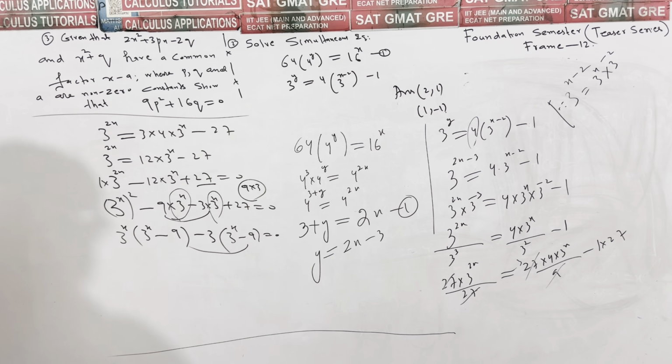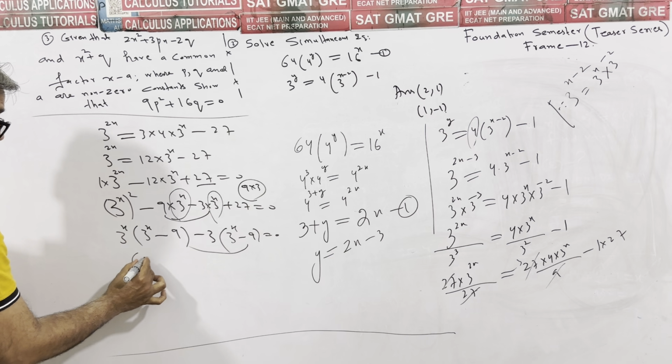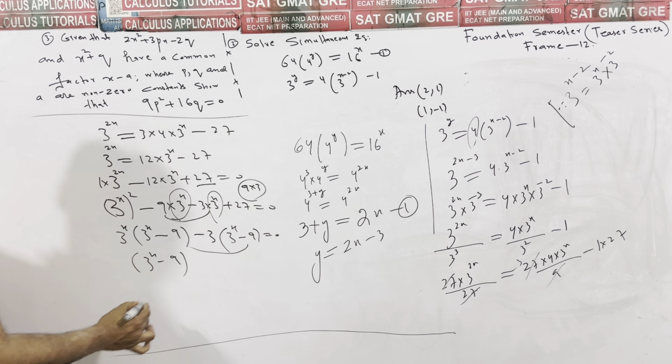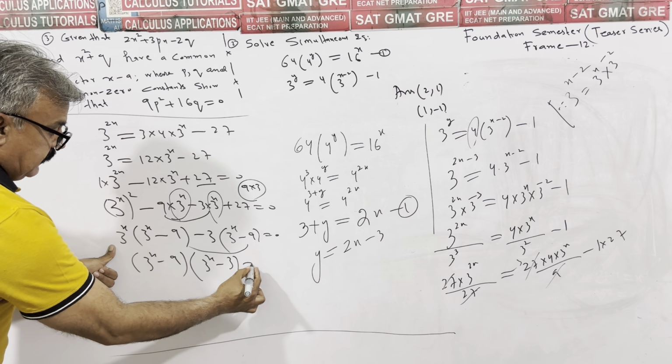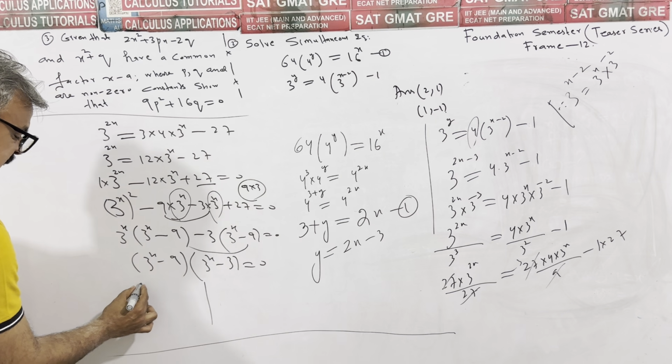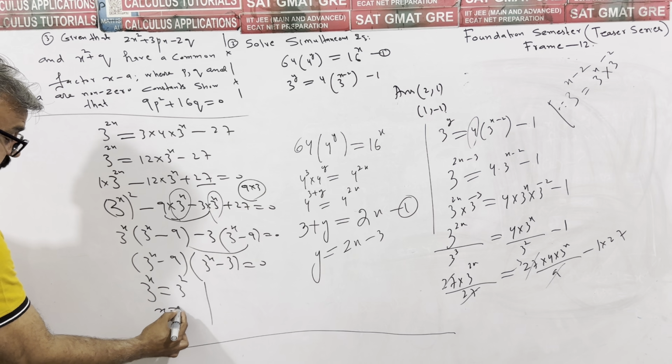Cool. Both brackets are identical. Take 3 raised to x minus 9 common. The other bracket is 3 raised to x minus 3. Separate them. 3 raised to x is equal to 9, and 9 can be written as 3 squared. So x is equal to 2 in that case.